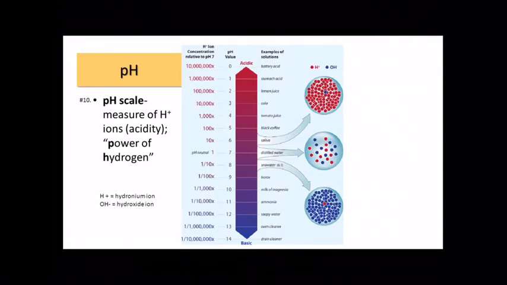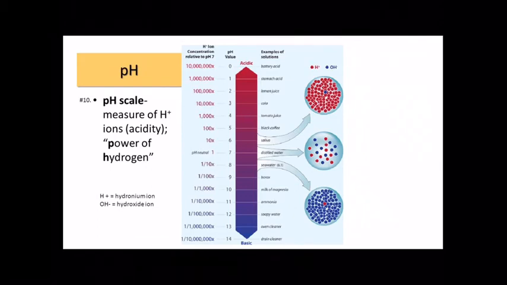So the pH of distilled water is 7. And so in the middle of the scale, at that neutral point of 7, what that means is there's an equal number of hydrogen ions and hydroxide ions in the solution. So that's what water is: a pH of 7, a neutral pH, and an equal number of hydrogen ions and hydroxide ions making it up.